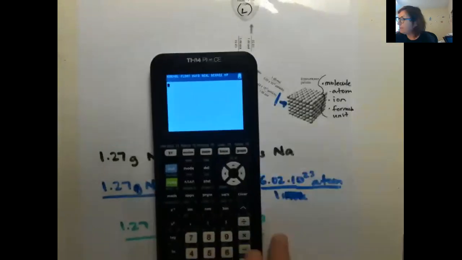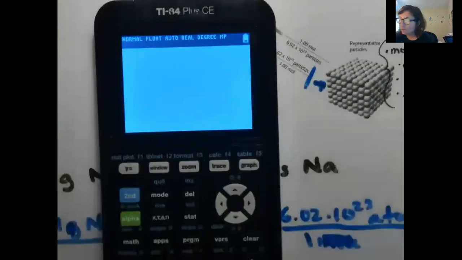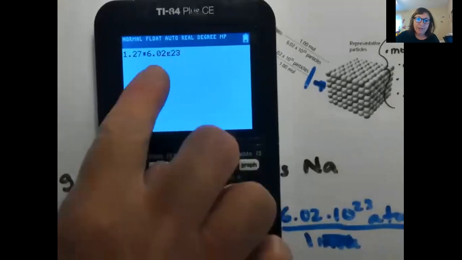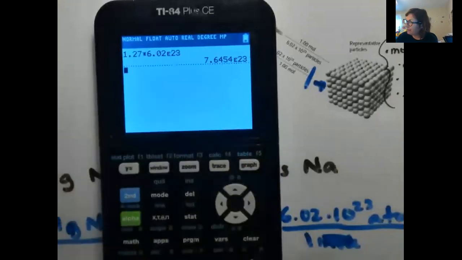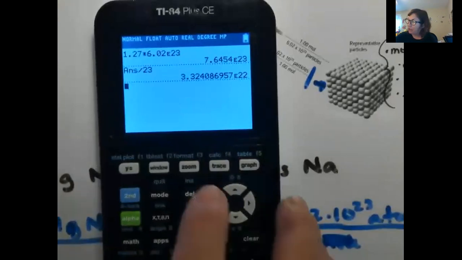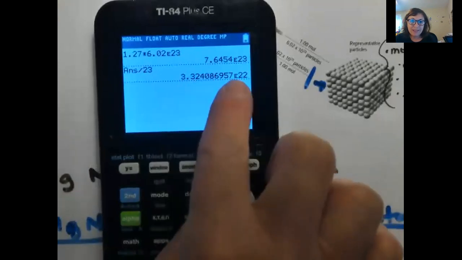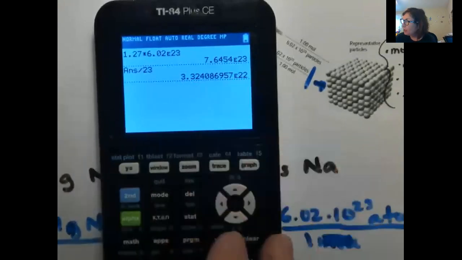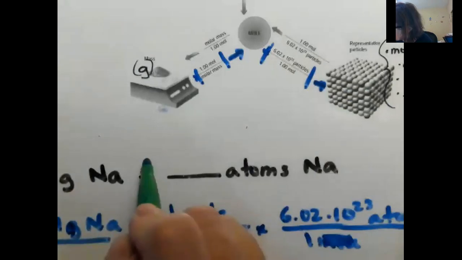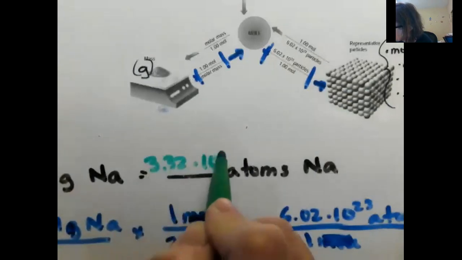So I'm going to take, let me focus in on this, 1.27 times 6.02 second E23. No 10, don't put a 10 in there. This is 6.02 times 10 to the 23rd. Hit equal. Then I divide it by 23, which is the molar mass of sodium. And I get 3.32 times 10 to the 22nd. Do not forget this little part here. Very important. Okay, so my answer is 3.32 times 10 to the 22nd.